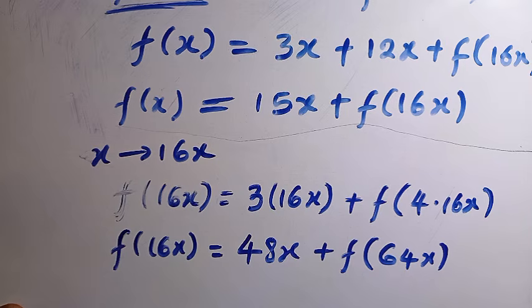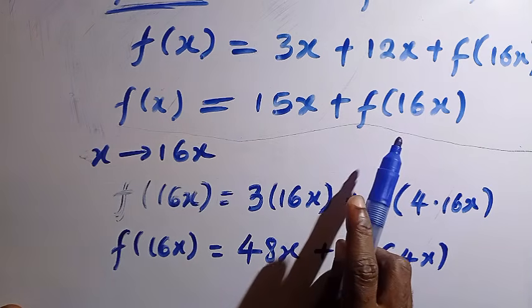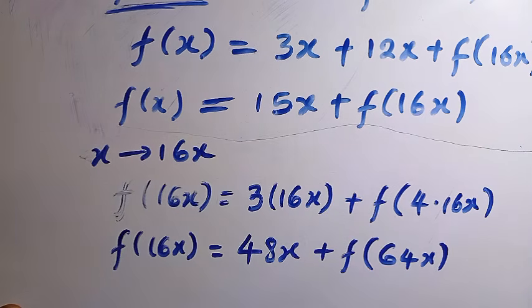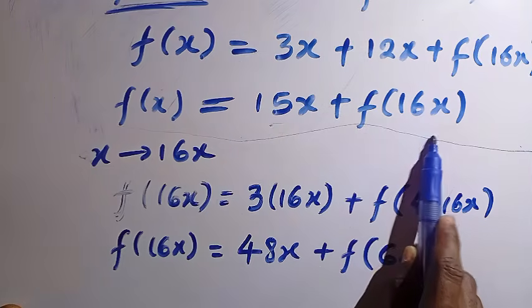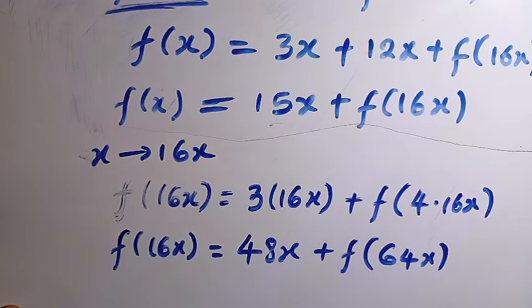So if you keep on going like this, we can just take back f of 16x into this equation, and we are going to get another one. This side will be a multiple of 3 and this one will be a multiple of 4.